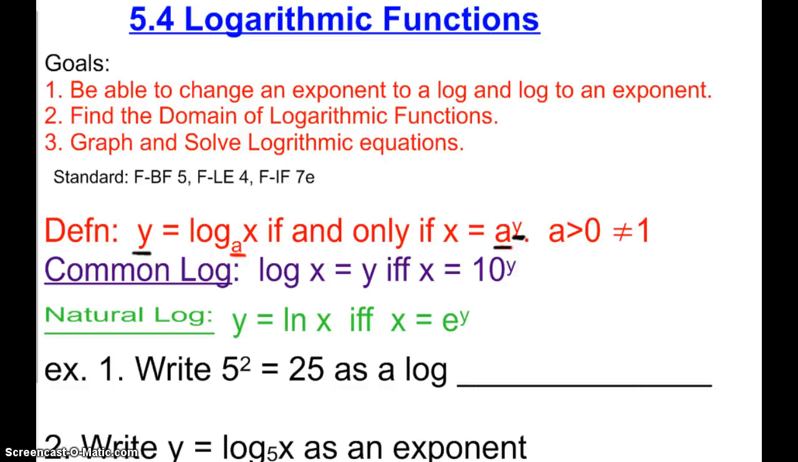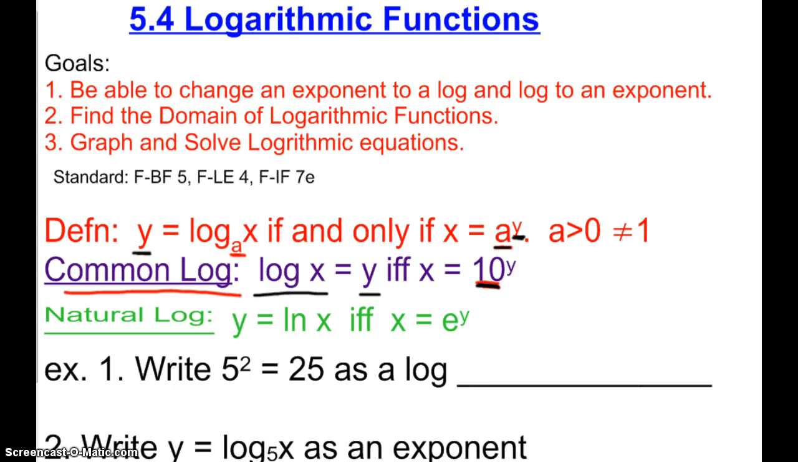Now there are two logs that we will use frequently as we go through the year. Both are on your calculator. When you look at the log button on your calculator, that has to do with this common log here, which is the log that has a base of 10. So it's understood that if you see just a log with no subscript in it, then it's understood to be base 10. So we would read this common log of x is equal to y, or we can think of it as log base 10 of x is equal to y, since the base is 10.